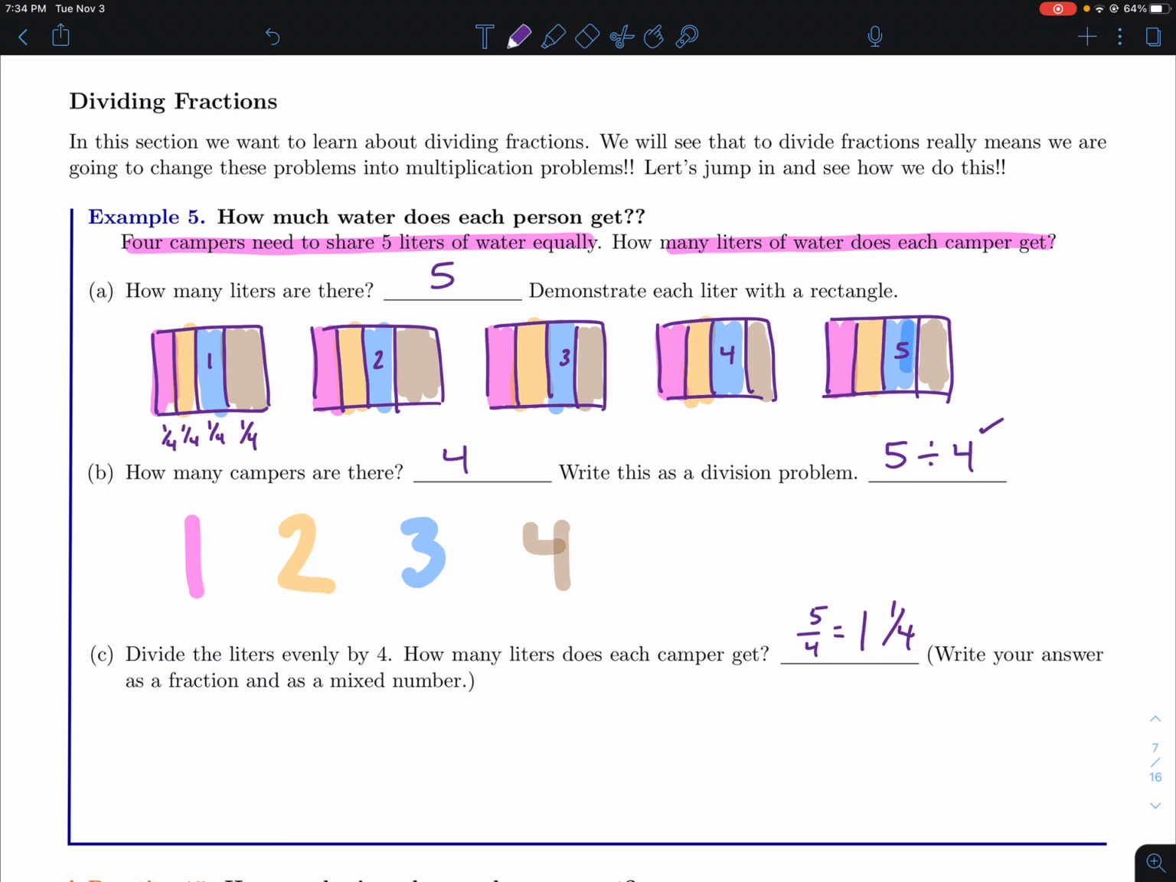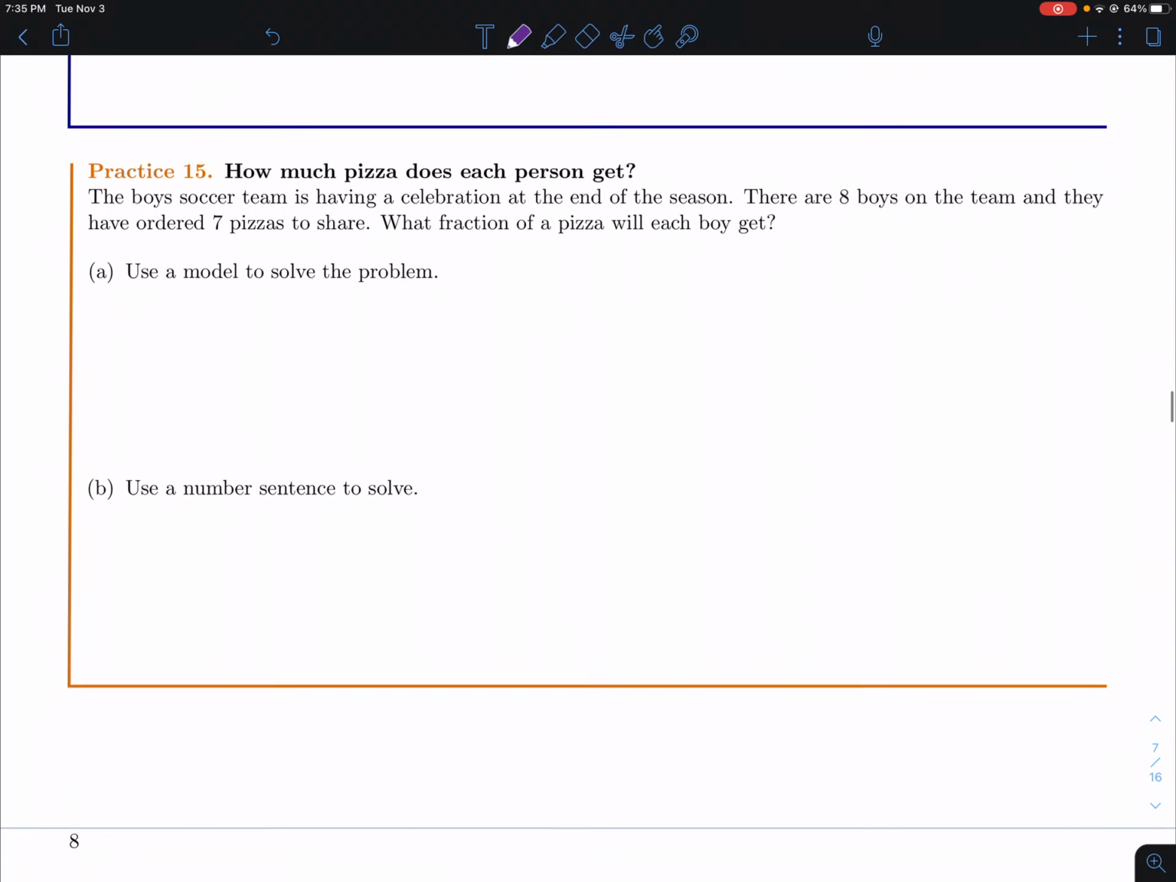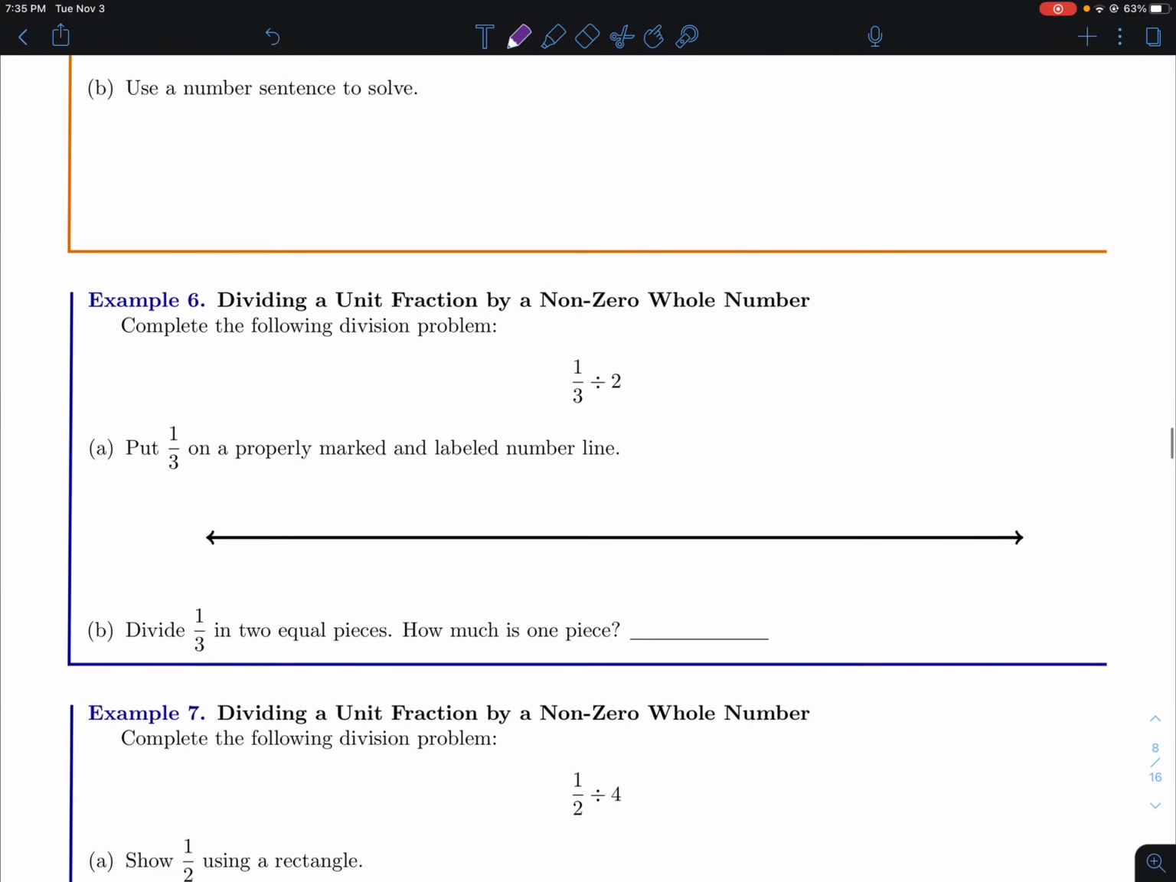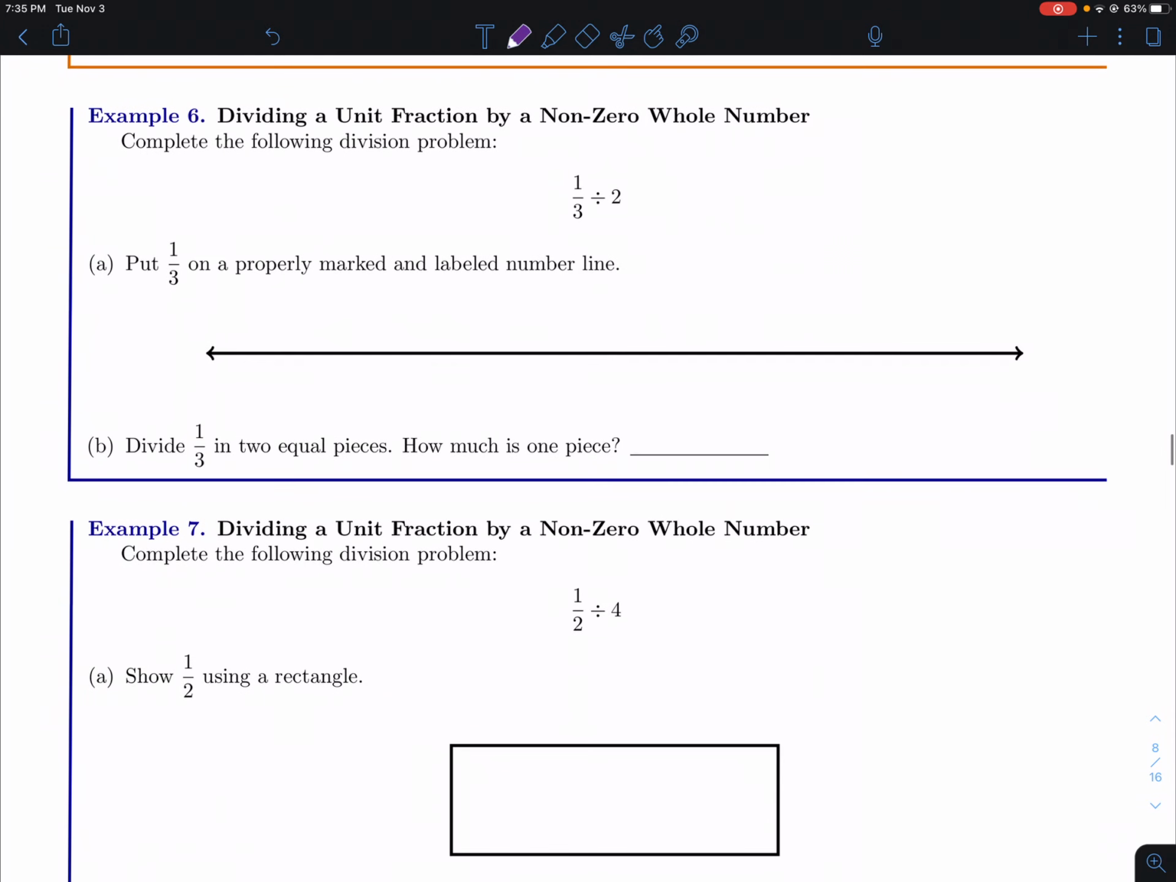All right. Is that okay for example 5? All right. So here you guys try practice 15, 16, and then when you're done that, unpause the video, come back, and we'll look at example 6 here, kind of involving a number line.